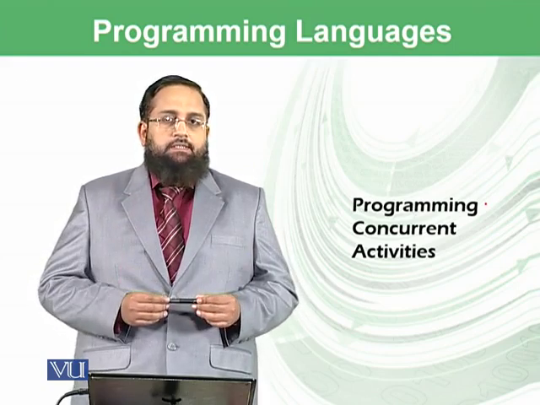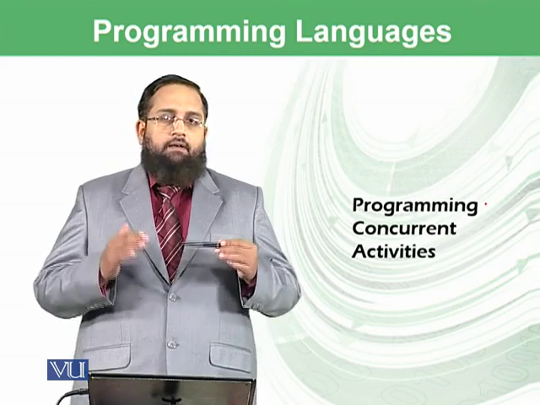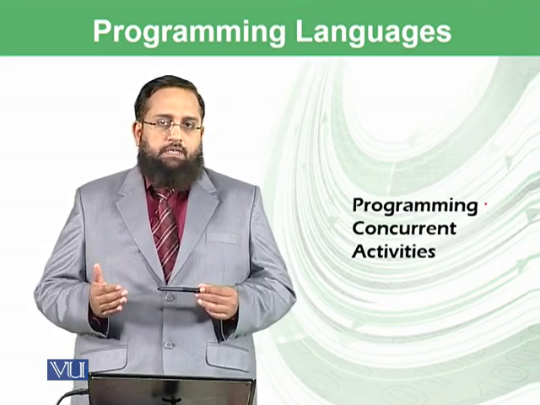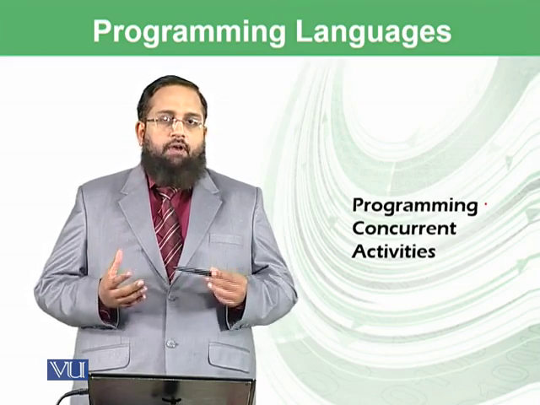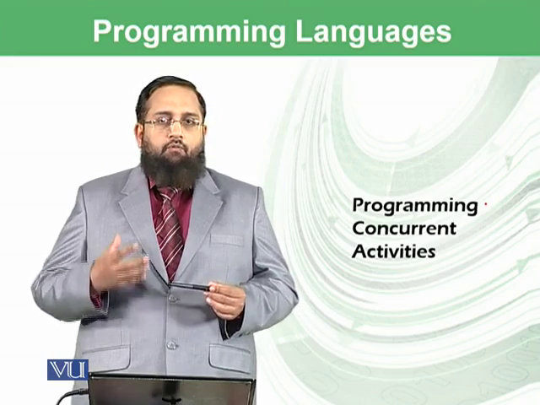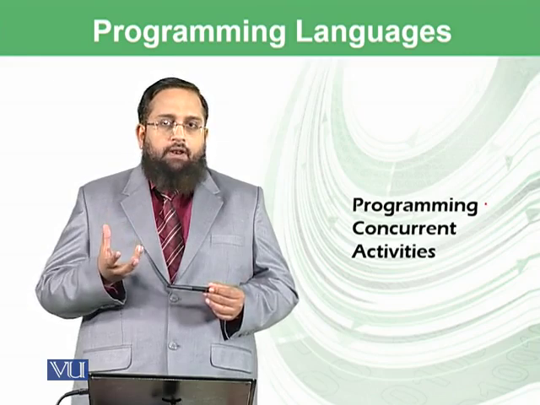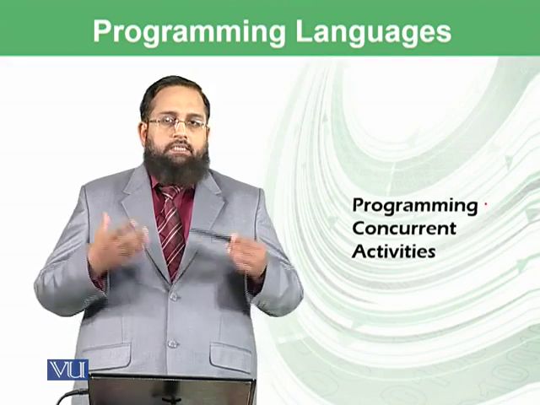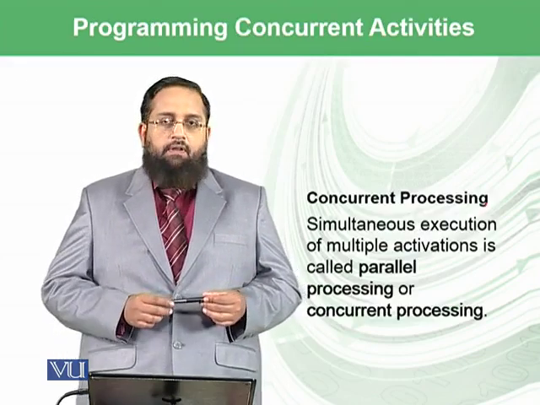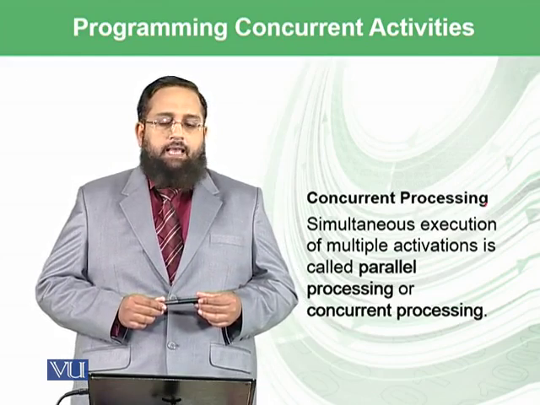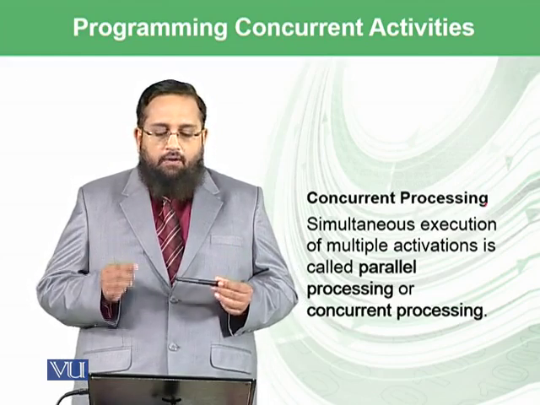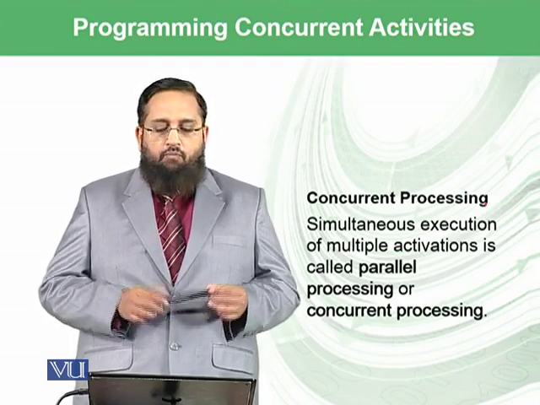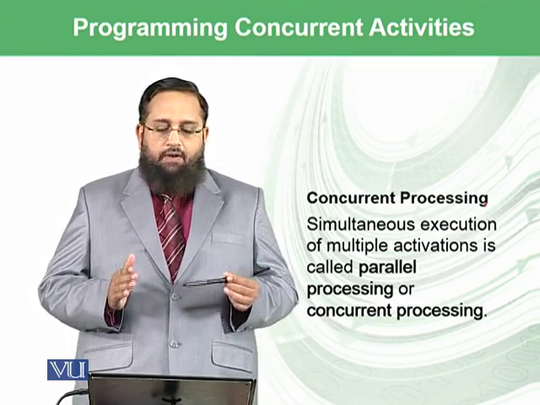And we also discussed that if we want to control the flow, then we can use control structures, using an if statement or using a loop statement. However, today we will try to understand that sometimes we do not want to execute one code at once. Instead, we want to execute many different codes simultaneously. And such a phenomenon is known in computer science as parallel processing or concurrent processing. So simultaneous execution of multiple activations is called parallel processing.